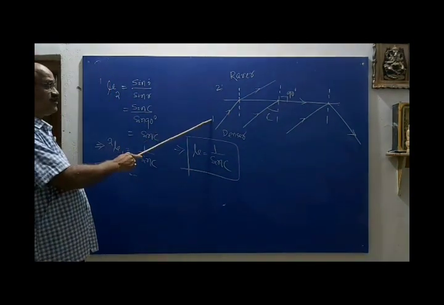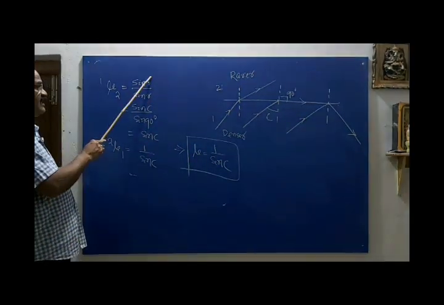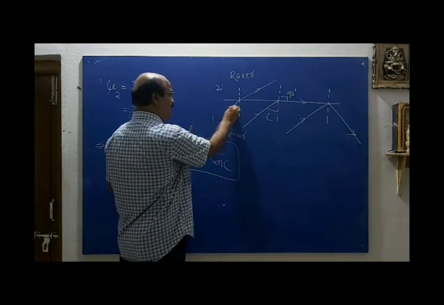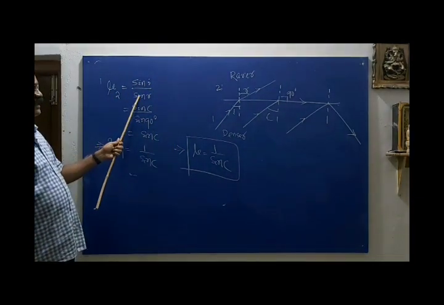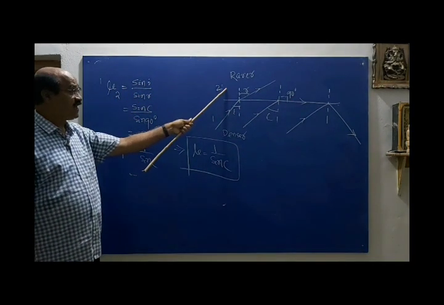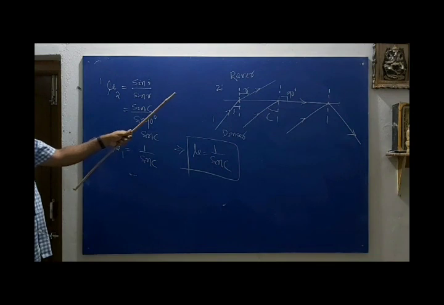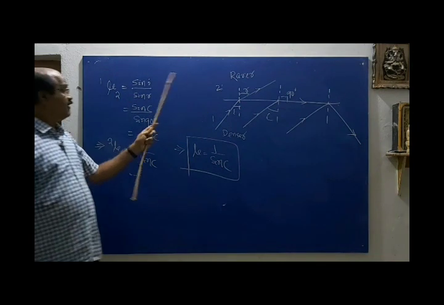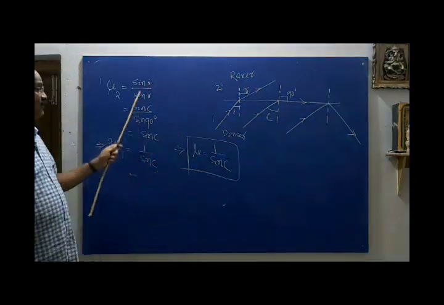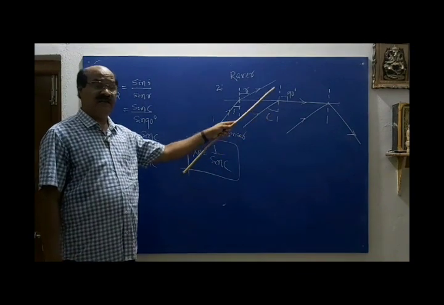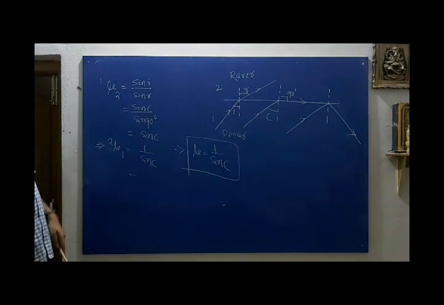Here the first medium is denser, the second medium is rarer. Let us apply Snell's law: sin i by sin r. This angle is the angle of incidence i, and this angle is the angle of refraction r. Sin i by sin r is the refractive index of the second medium with respect to the first medium, mu 2 with respect to mu 1. But remember, here the second medium is rarer. Now the expression for the critical angle: take i as C, when the angle of incidence is equal to the critical angle, the angle of refraction is 90 degrees. Take r as 90, sin 90 equals 1, so sin C.